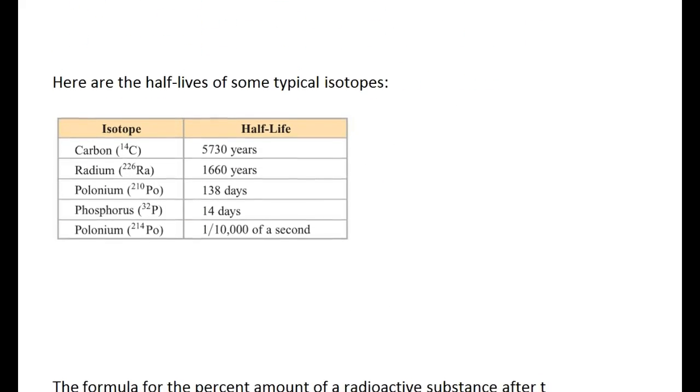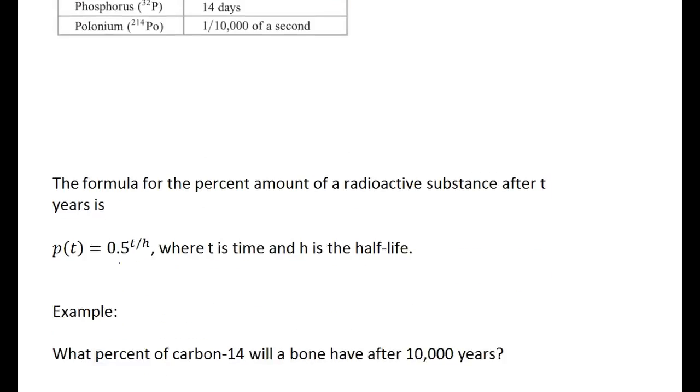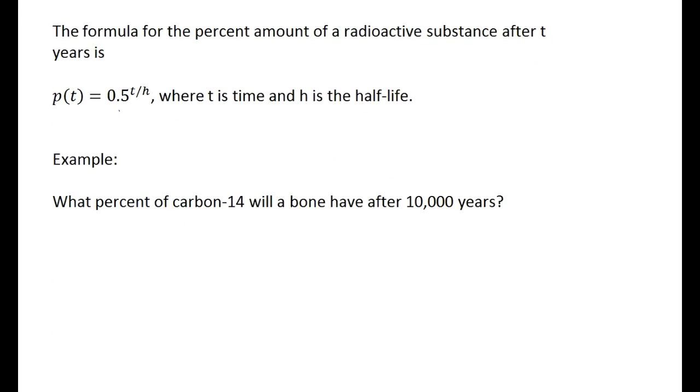All right, here are the half-lives of some typical isotopes. Carbon-14 is very famous because we use it to date archaeological finds, and they go all the way down to polonium-214, which only has a half-life of 1/10,000th of a second. Okay, here's how we would use it using this formula. The percent amount of a radioactive substance after T years is 0.5 raised to the T over H. T is the time and H is the half-life.